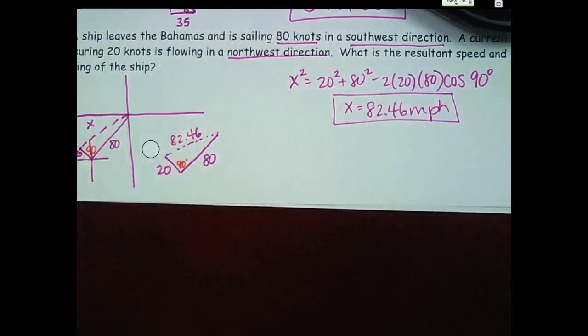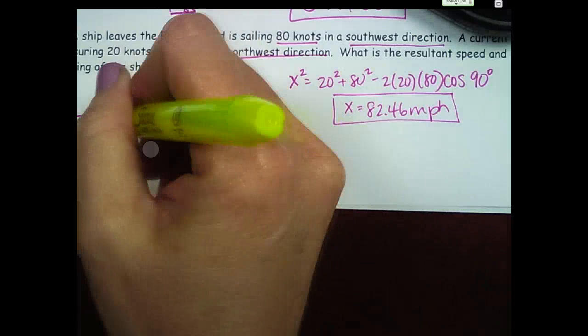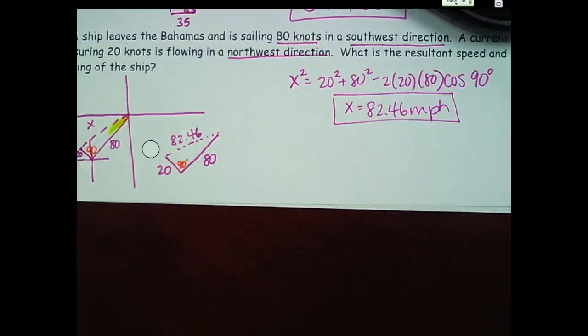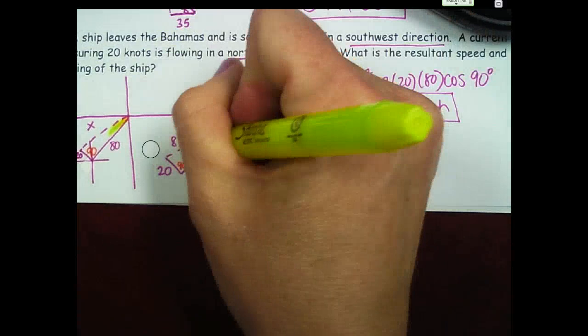The last question is the easiest, I think. I'm looking for the heading. Okay, and I can't find the heading until I find that missing angle. I need to know this measure right here. I need to know the angle, or in other words, on this triangle I redrew, I want this one.